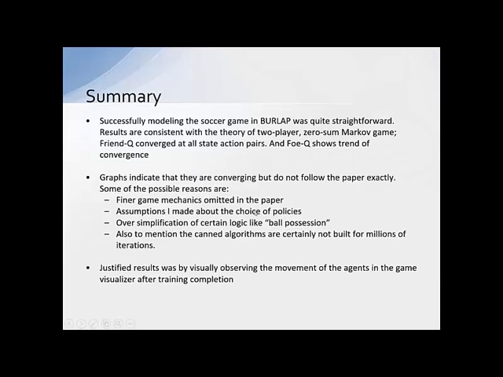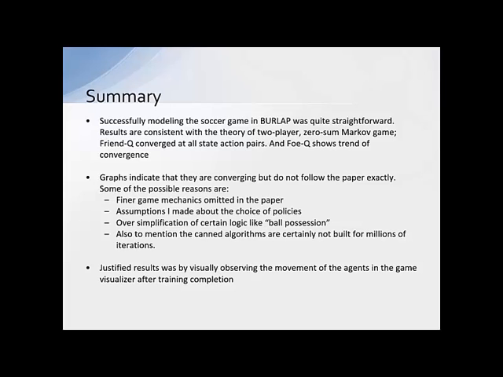And in summary, we successfully modeled the soccer game in Burlap, and it was quite straightforward. Results are consistent with the theory of two-player zero-sum Markov games. Friend-Q converges at all state-action pairs, and Foe-Q shows a trend of convergence. The graphs indicate that they are converging but do not follow the paper exactly.